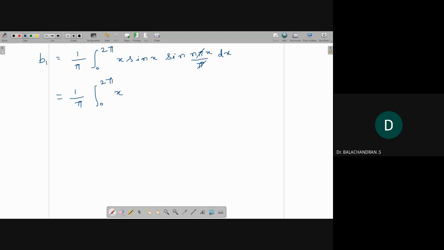I think again there is a mistake. n should be 1. So if it is 1, we have sin x. Sin x into sin x is sin square x into dx. Which is equal to 1 by pi, 0 to 2 pi, x into sin square x, which is 1 minus cos 2x by 2, into dx.